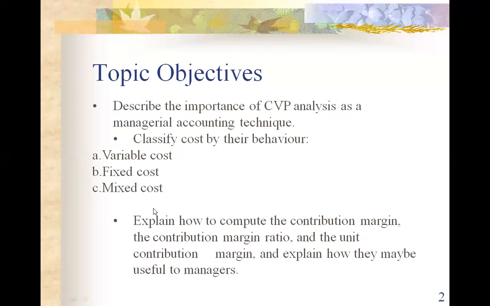Next one is mixed cost. Mixed cost is basically the combination of variable and fixed cost. To a particular level, mixed cost is fixed, and after that level, it changes with the level of production.